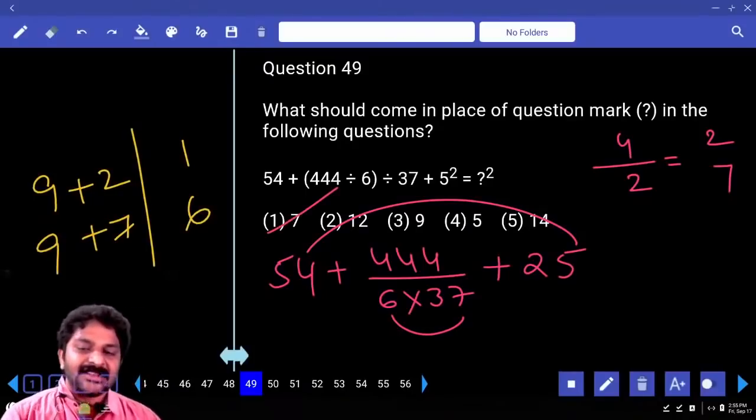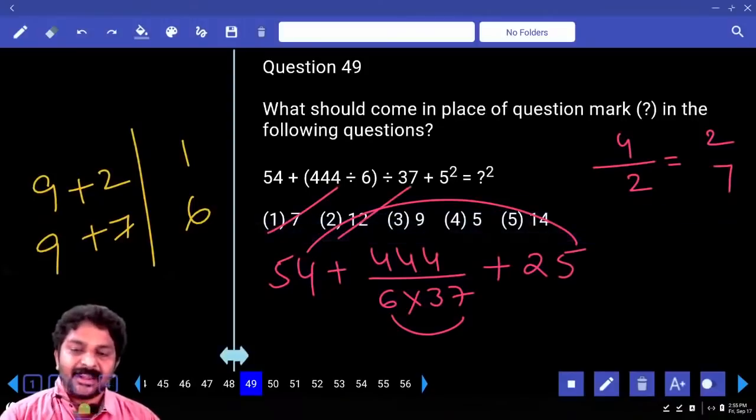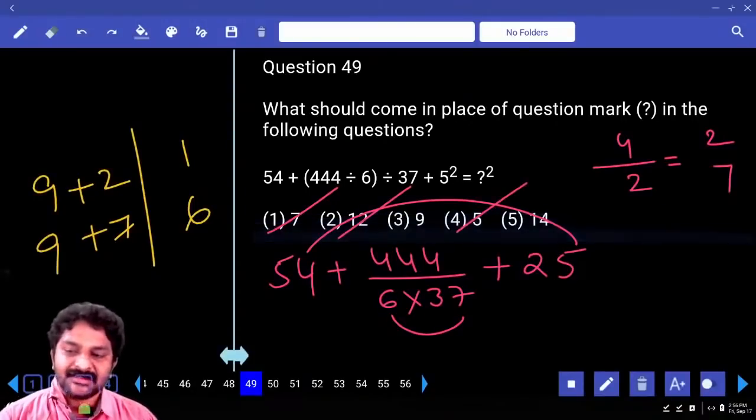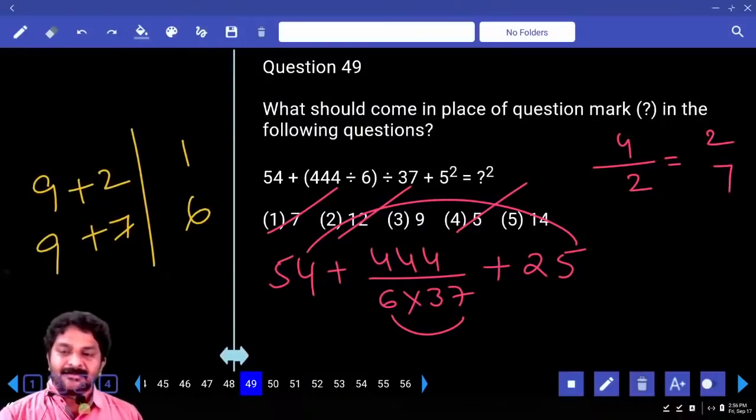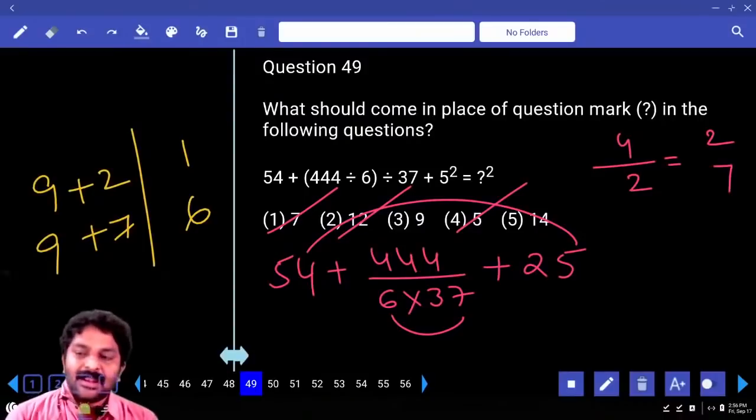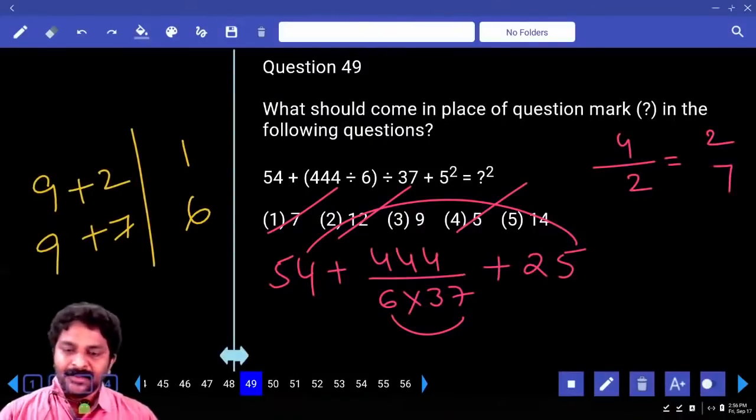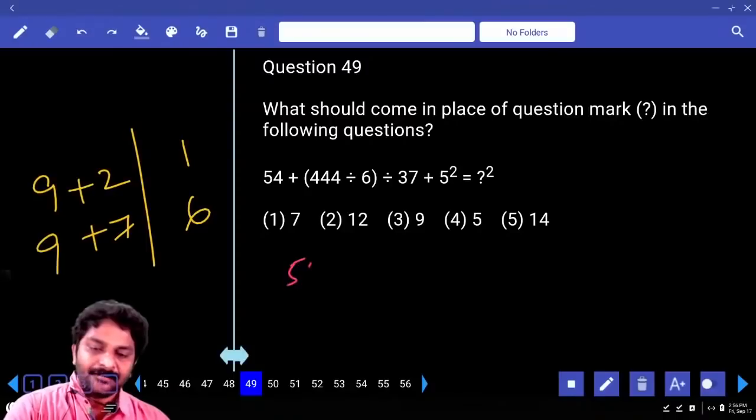7 square cannot be your answer. 12 square cannot be your answer. 9 square 81, that may be your answer. 5 square cannot be your answer. Two options are there. Third and fifth. 9 square ends with 1 and 14 square ends with 6. Two possibilities are there. So we have to calculate no other way.